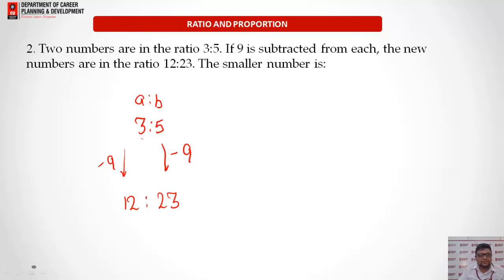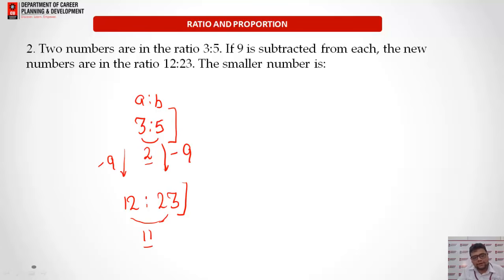So in the ratio, the before difference is how much? 2 parts. Now the difference has been raised to how much? 23 minus 12. The difference is how much? 11 parts. So firstly, before solving it, what we have to do is, you must make this difference the same. How to make the difference the same? Take the LCM of both of them. The difference LCM is 2, here it is 11.